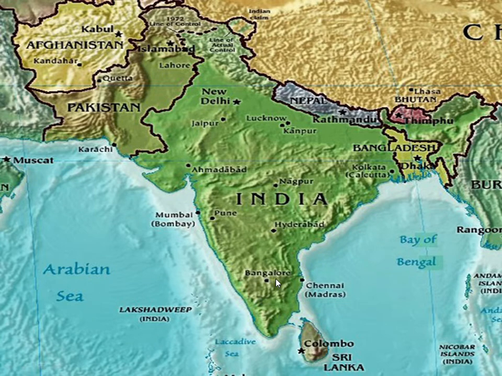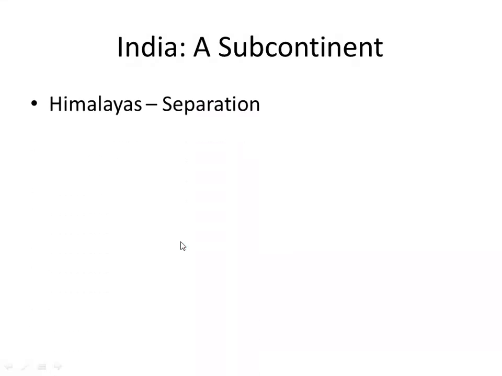Because usually continents have some characteristics, and this landmass possesses them. Usually continents are separated from other continents. In the same way, the Indian landmass lying south of the Himalayas is separated by the Himalayas from the rest of the world. That is one reason. Basically it is separated by the Himalayas. That is one characteristic.